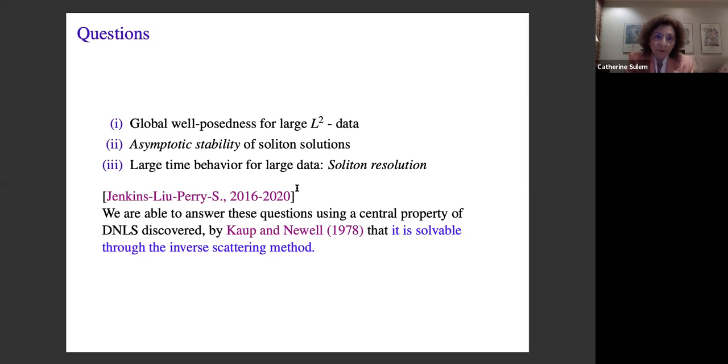occur? And in the course of 5 years or so with my colleagues, we worked on this question, and we were able to answer them, not being limited to the PDE methods, but using a property that is really very important in the dynamics, that this DNLS equation is solvable through the inverse scattering method. And that was discovered by Kaup and Newell in 1978.